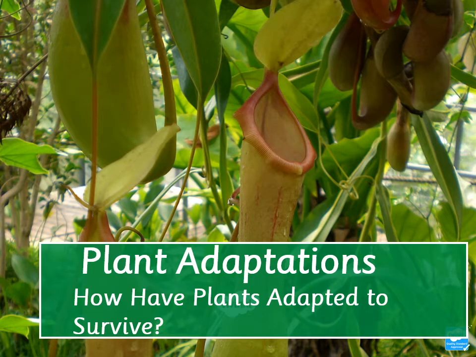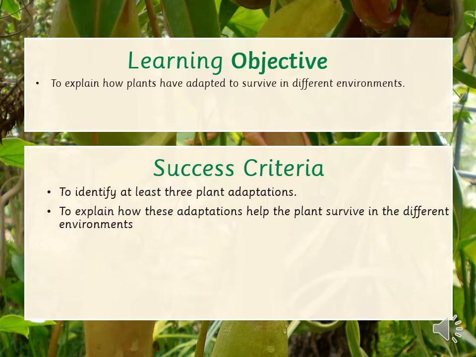The topic for today is plant adaptations. How have plants adapted to survive? The learning objectives are to explain how plants have adapted to survive in different environments, to identify at least 3 plant adaptations, and explain how these adaptations help plants survive in different environments.